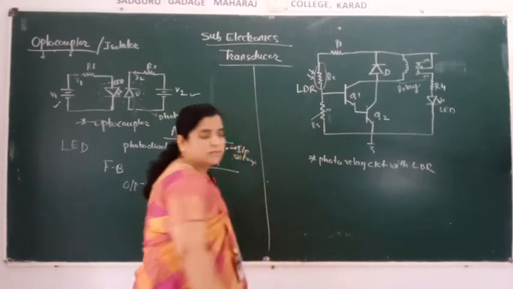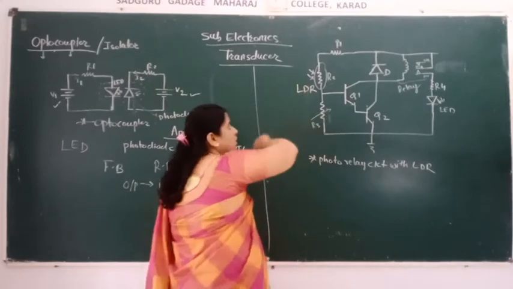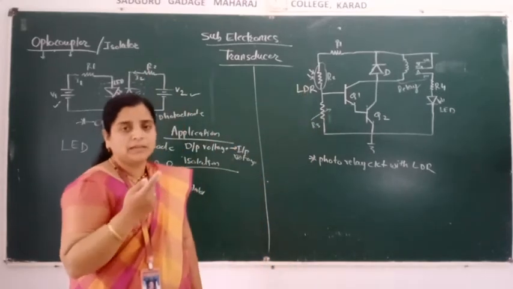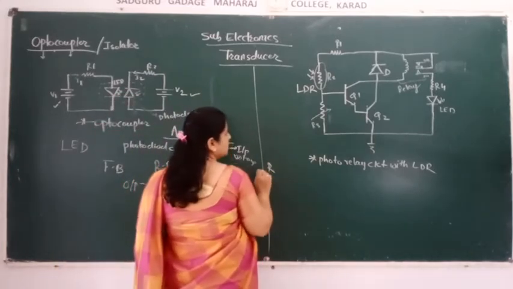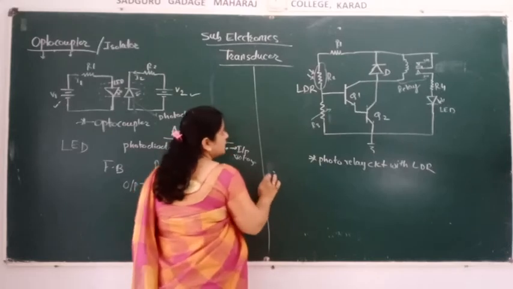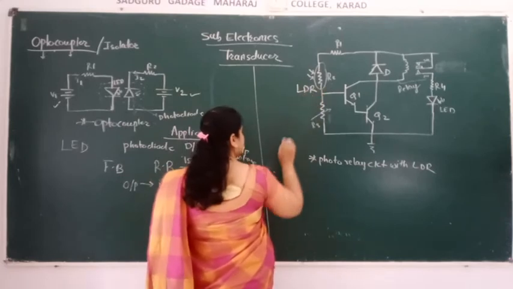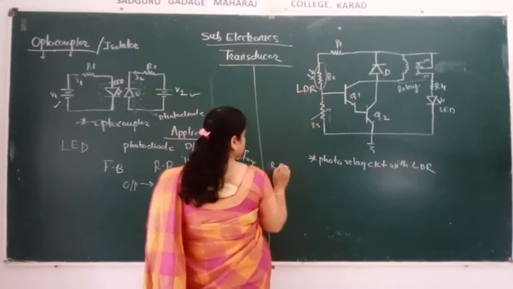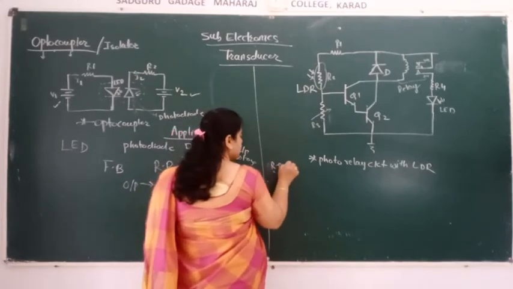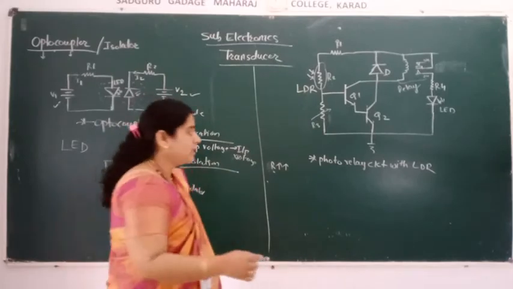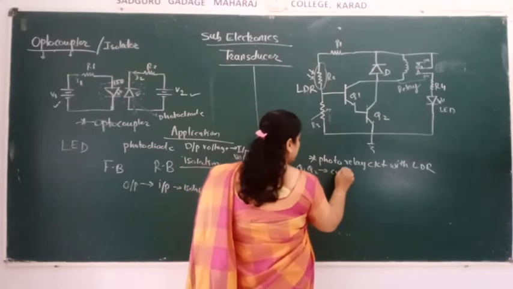See, first of all, we are using the LDR here. LDR is a light dependent resistor. When light falls on the resistor, then and only then will the resistor operate. If light does not fall on it, then the resistance will be high. If light does not fall, the resistance will be very high. Then transistors Q1 and Q2 will be in the cut-off condition.